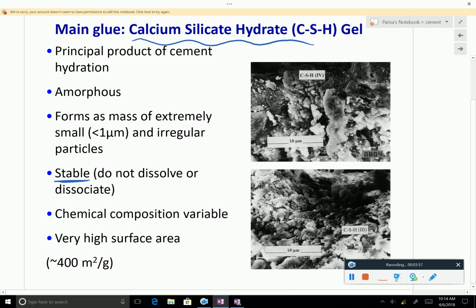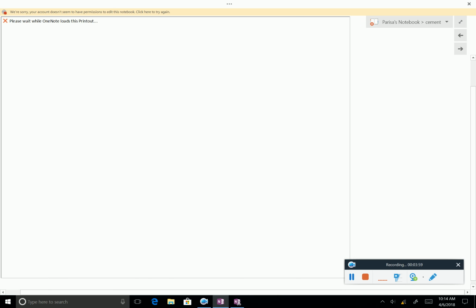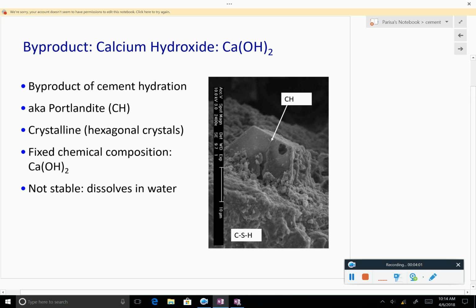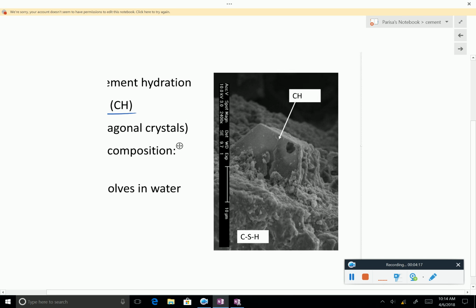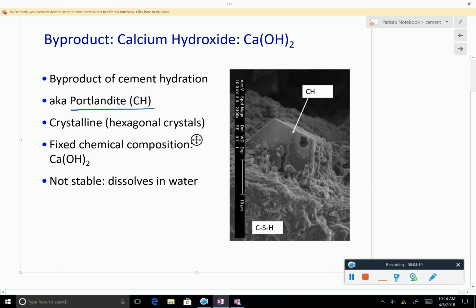surface area to react. You have another product of cement hydration, and this is calcium hydroxide. This is CH. Sometimes you call it Portlandite. And this one is crystalline, as you can see here in the picture. You see clearly a crystal. And this one dissolves in water, so it doesn't really help much to the strength of cement.